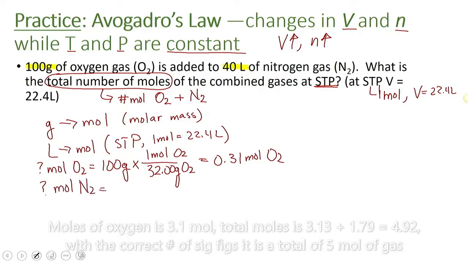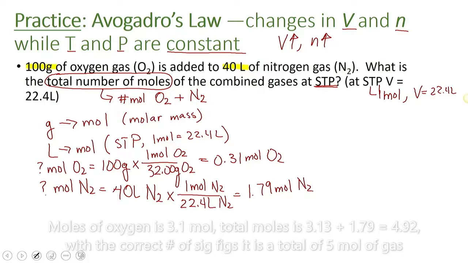because we're given a volume and we're at STP, then we know that 1 mole is going to be equal to 22.4 liters. So if I have 40 liters of nitrogen, and if I'm at STP, that means I've got 22.4 liters per 1 mole of nitrogen. Right? So that's going to give me 1.79 moles of nitrogen gas.